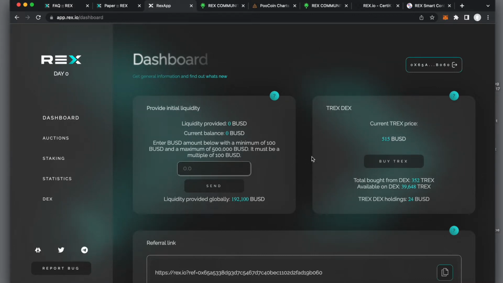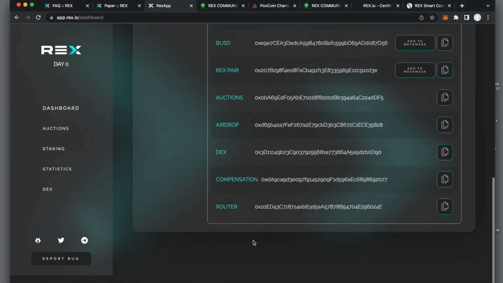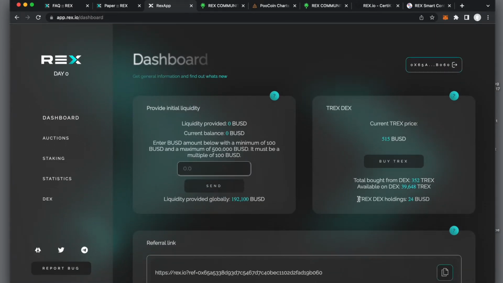There's just this opportunity to provide initial liquidity, which also will go away on day one because initial liquidity ends after the end of day 0. So this box will go away, and a new wallet that didn't participate in Rex Classic will just have the T-Rex DEX and the ability, I think, to send to auctions, but that's probably going to be on the auctions page and not on this dashboard. I actually don't know what it's going to look like, so we'll have to head over to the testnet to see that.